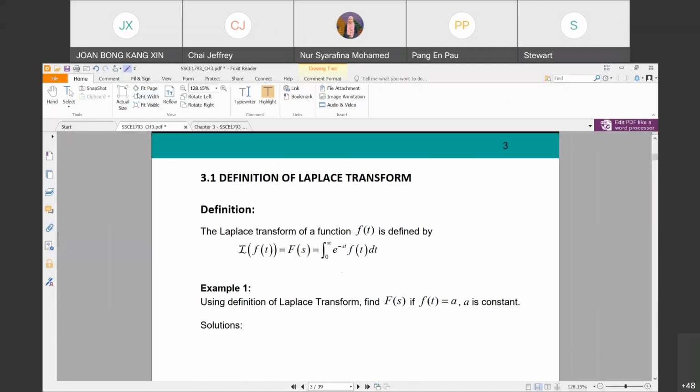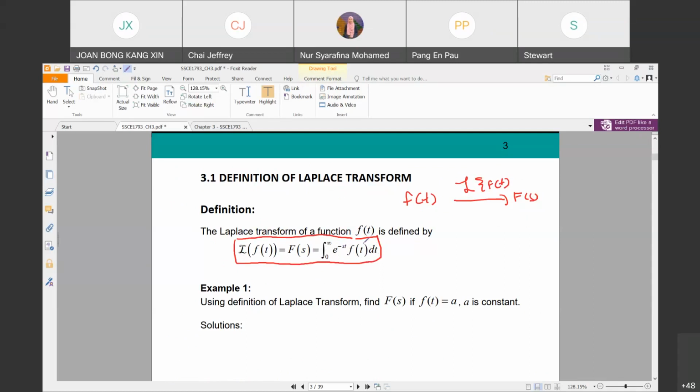All right, now this is the definition of Laplace transform. So by using the definition, a function f(t) can be transformed to F(s). Okay, f(t) can be transformed to F(s) by using the Laplace transform, by integrating e to the power of minus st times f(t) with respect to t from 0 to infinity. So this is the definition of the Laplace transform.